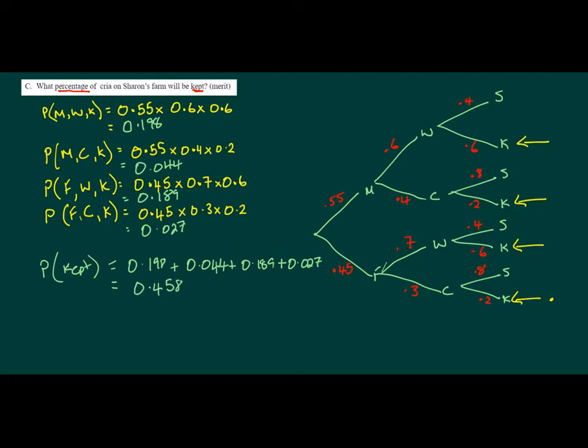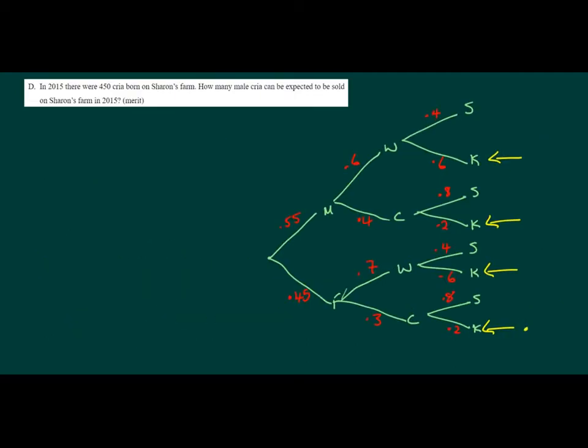Now for all that work, if you've got that far so far, you've got a U. To get the merit, you just need to go one step further. So we need to convert this number here to a percentage. So we can therefore say that 45.8% of cria will be kept. It's that simple. Right, on to the next question.